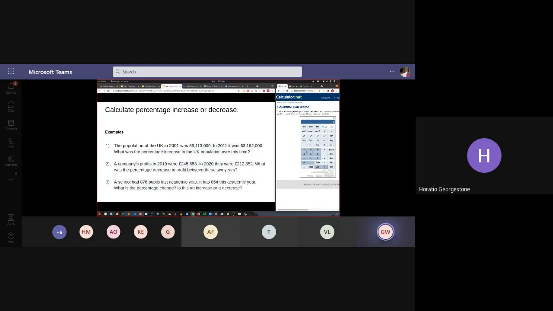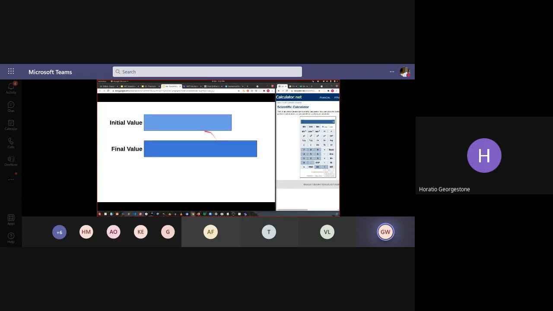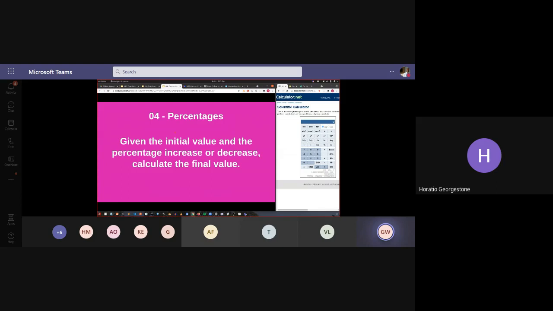And obviously, if you wanted to use, well, actually, I'm not showing you how to do that because there's a bit more to it. Okay, so given the initial value and the percentage increase or decrease, calculate the final value.